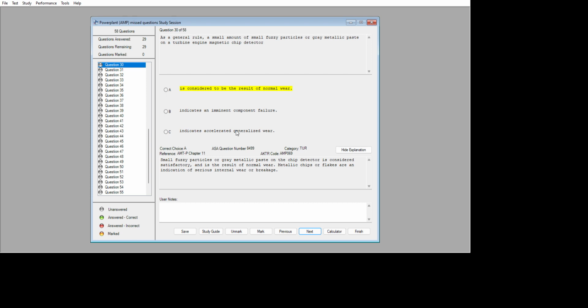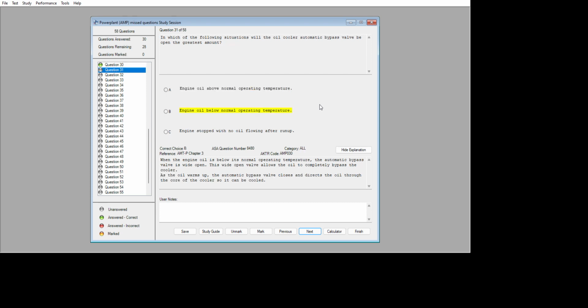As a general rule, a small amount of small fuzzy particles or gray metallic paste on a turbine engine magnetic chip detector is considered to be the result of normal wear.